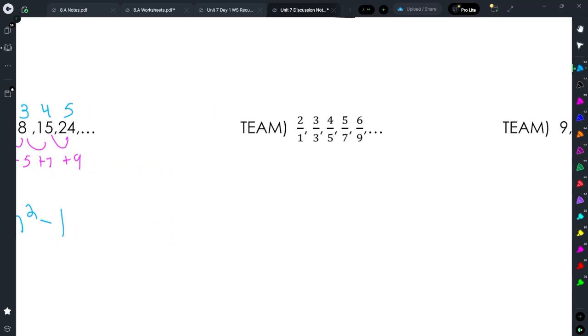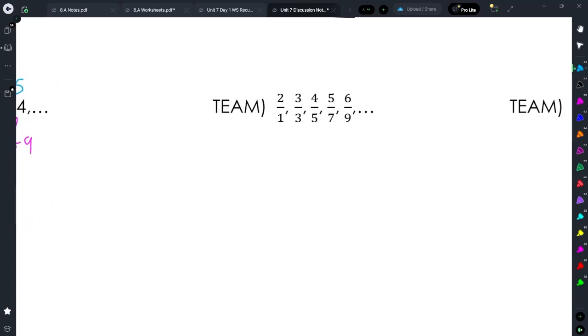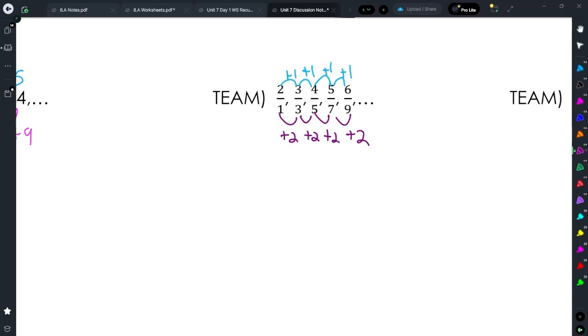Now, up here, the numerator starts at 2 and then goes 3, 4, 5, 6. So we're adding 1 each time. Okay, no big deal. The denominator, I start at 1 and I'm adding 2 each time. If you notice that, plus 1, plus 1, plus 1, plus 1. And then down here is plus 2, plus 2, plus 2, plus 2. So what is happening is that we have an arithmetic sequence in the numerator and an arithmetic sequence in the denominator.